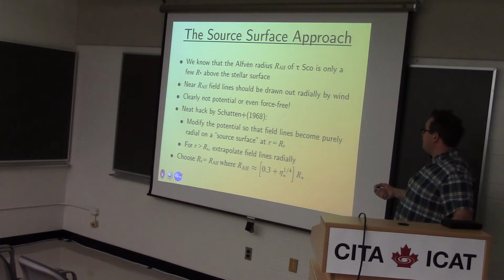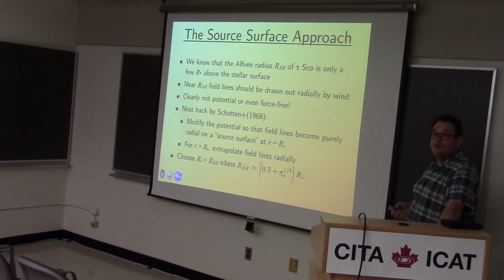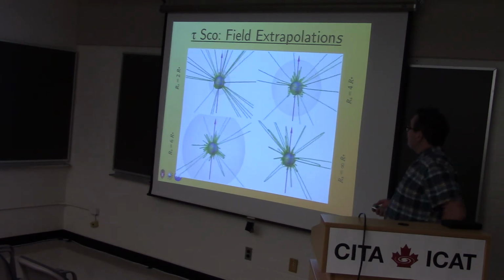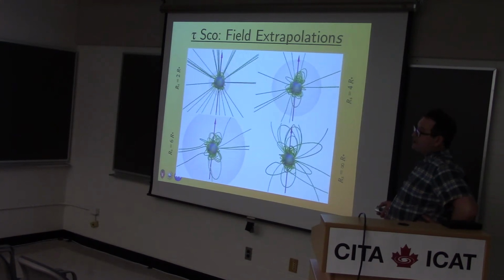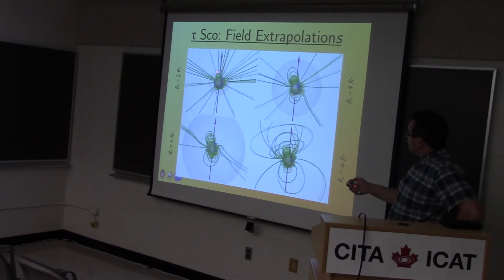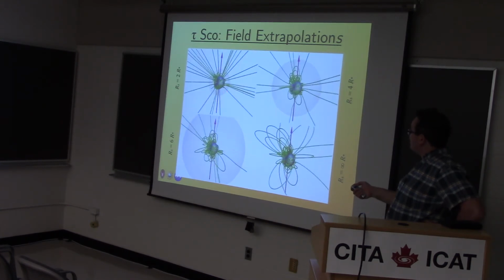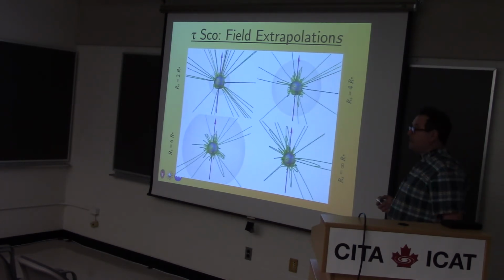So the source surface approach was used in Telesco's case to basically artificially open up the field lines at some finite distance from the star to mimic the effect the wind would have on the magnetic field. And these movies here show an example of a field extrapolation for Telesco done with different choices of the source surface radius. So the source surface is actually shown as the sort of faint grey sphere. And you can see on this surface, all of the field lines become completely radial, and then outside that, we just extrapolate them out to infinity.